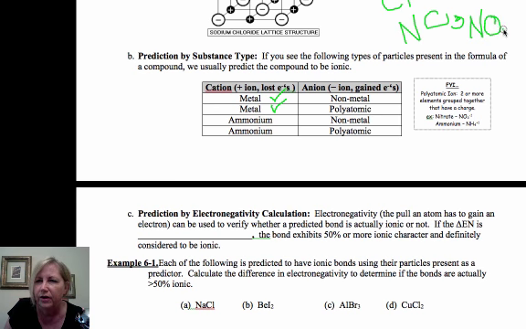Sorry, NO3 negative. Okay? All right. Wonder if I forked out the bucks to spend some money on my little writing utensil if I would have less problems.